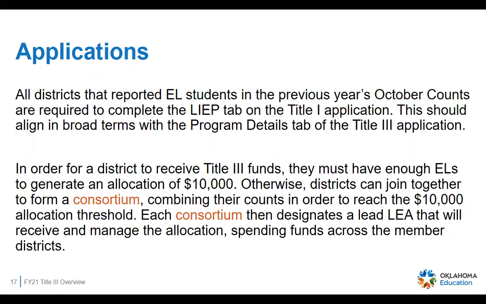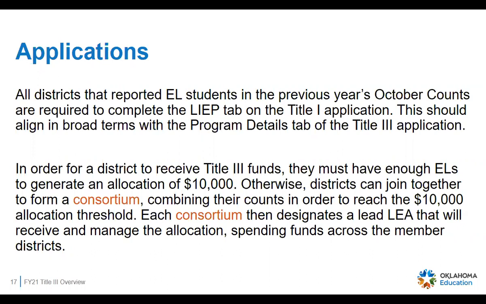This should align in broad terms with the Program Details tab of the Title III application if you receive a Title III allocation. Not all districts who have ELs will get a Title III allocation. That doesn't let them off the hook for the LIEP. If you have any ELs, you have to fill out the LIEP tab. If you have enough ELs to generate a Title III application, then you'll also fill in the Program Details tab in the Title III application, and that should align. It should align with what you have in your LIEP.